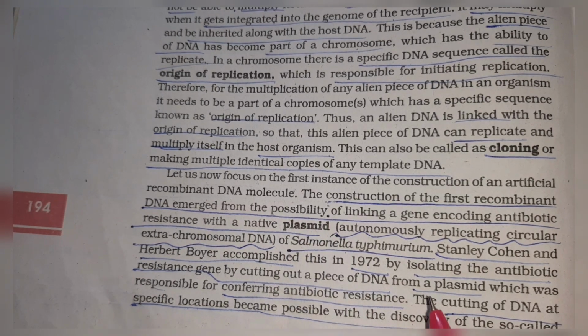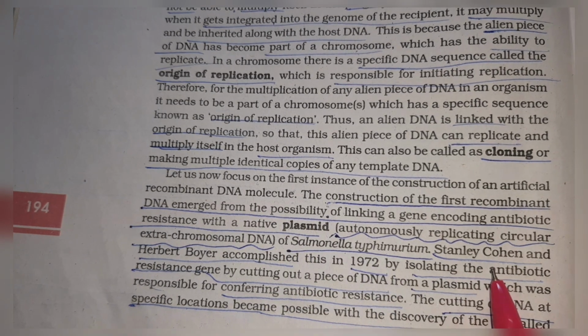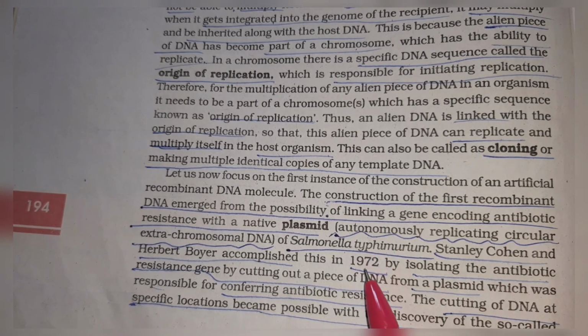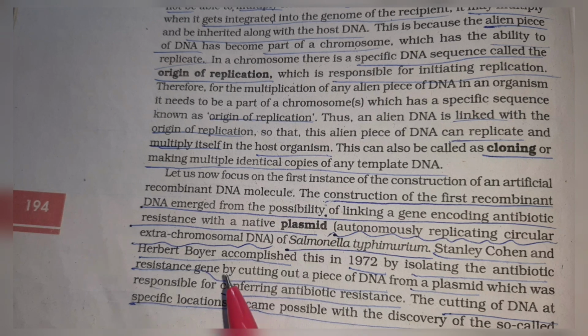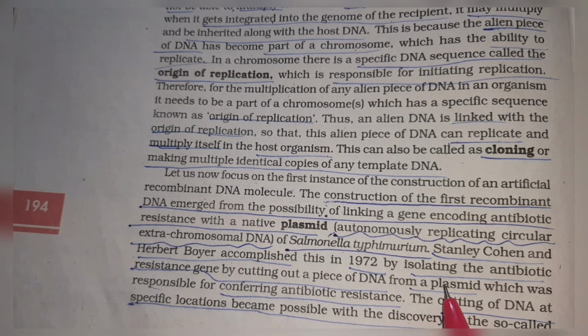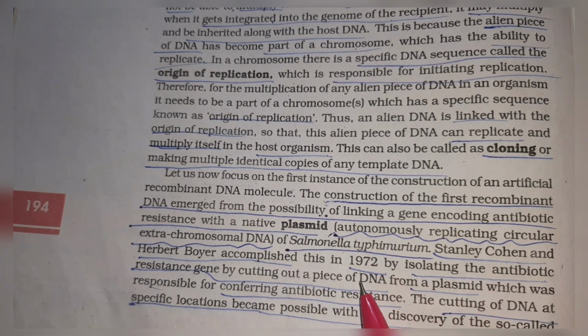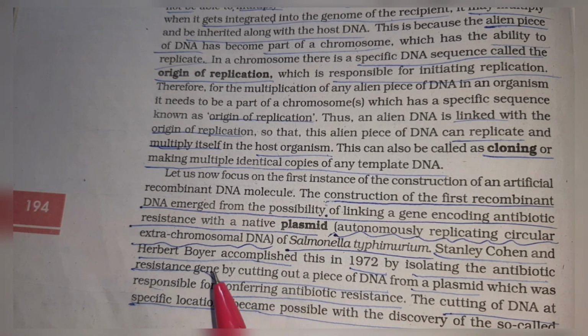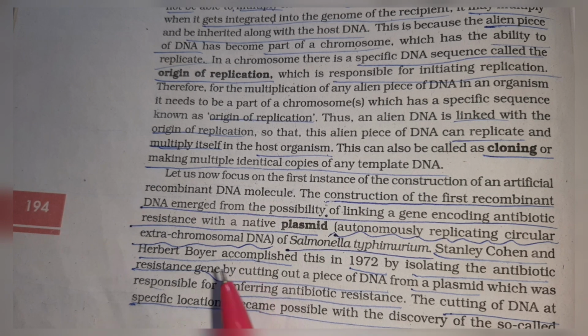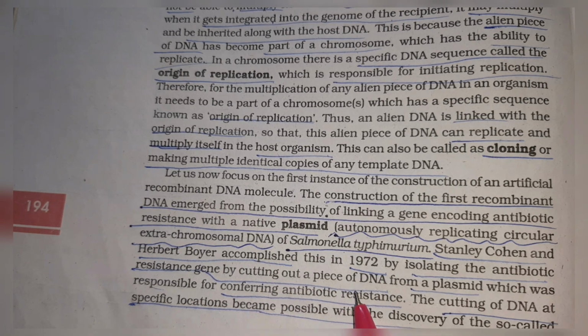When Herbert Boyer and Stanley Cohen accomplished this in 1972, they isolated an antibiotic resistance gene by cutting out a piece of DNA from a plasmid. The plasmid contained DNA, and the piece that was cut was responsible for resisting that antibiotic action. This was cut and it was responsible for conferring antibiotic resistance.